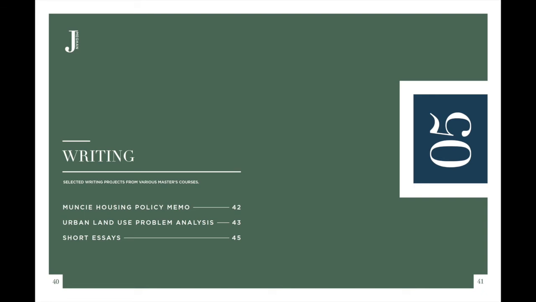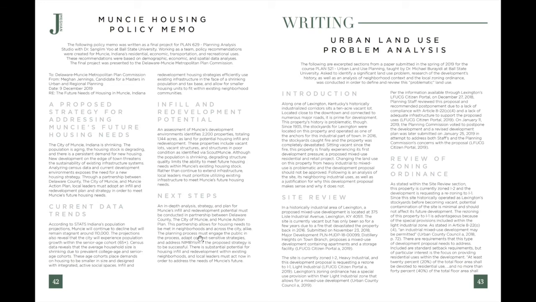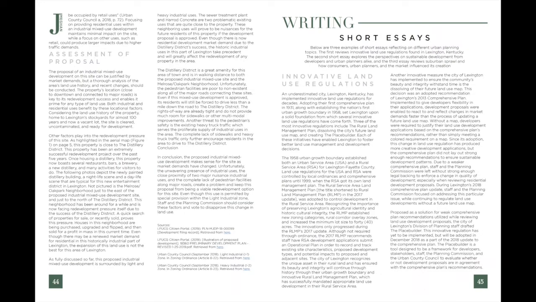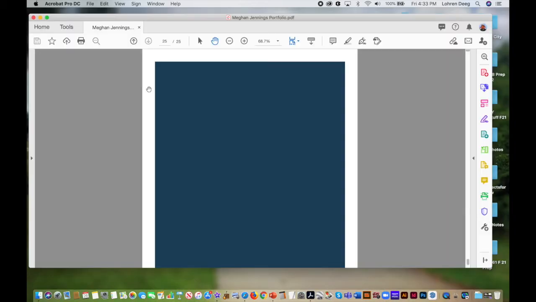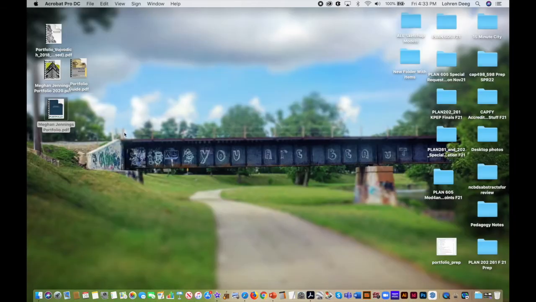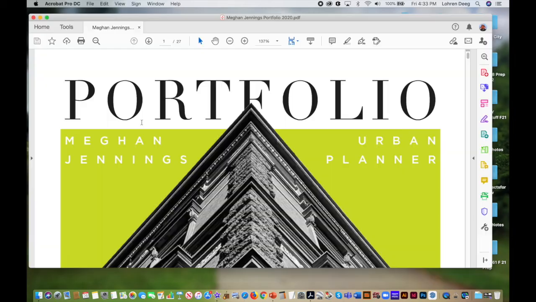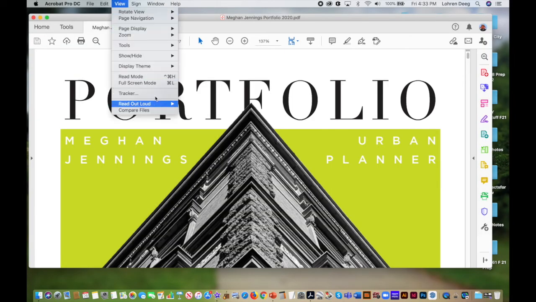Finally, writing includes the policy memo, land use analysis, and short essays. These show the different writing skills that Megan had accomplished at that point. So this represents, you can see contact information here at the end. So it's structured just a little bit differently, but it does cover all of the 3 areas that we do ask for.